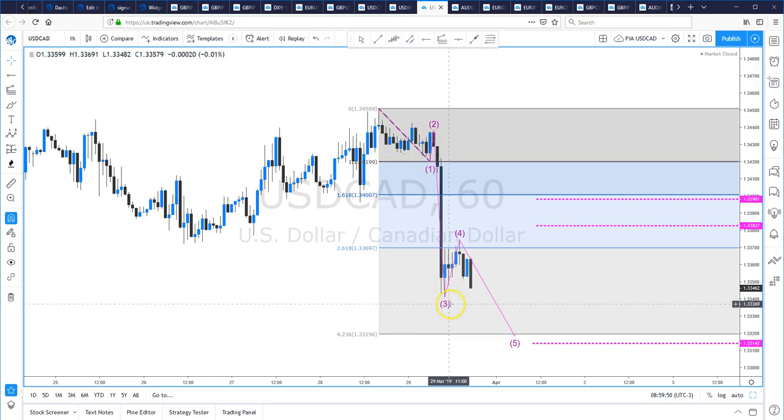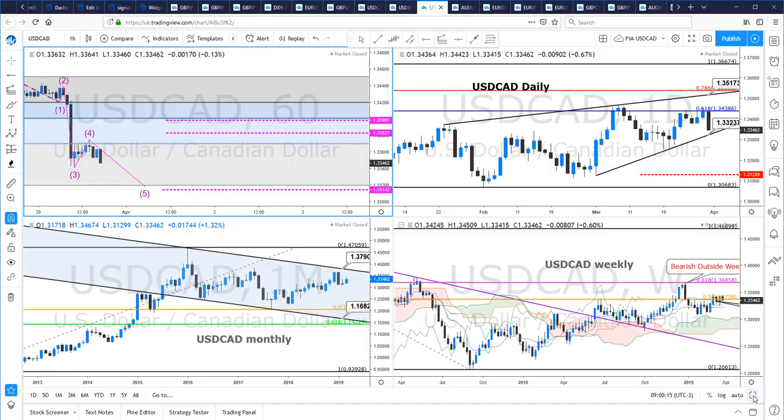So we've had that impulsive move to the downside. 423.6% is located here, which is at 133.20. Now we've got some bespoke support at 133.15. So for us, the call isn't really to sell at the market, but more to sell on rallies. We've got 133.82 and 133.98 as bespoke resistance levels going into this week.